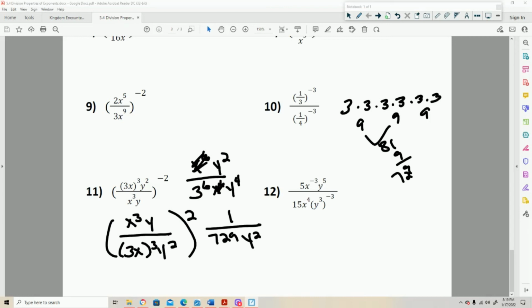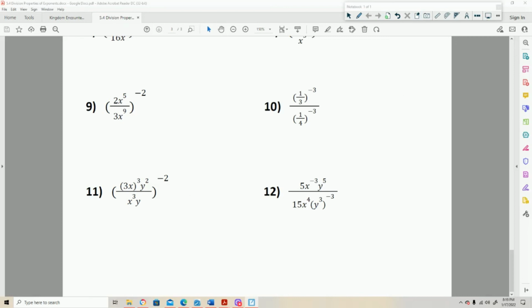Okay, one more. Let's clear this off and do this last one. Okay, no parentheses, so we're just going to look inside. 5 over 15 is just 1 over 3. Okay, let's start like that. Negative 3 minus 4 is negative 7. That means put it on the bottom. That's x^7 on the bottom.